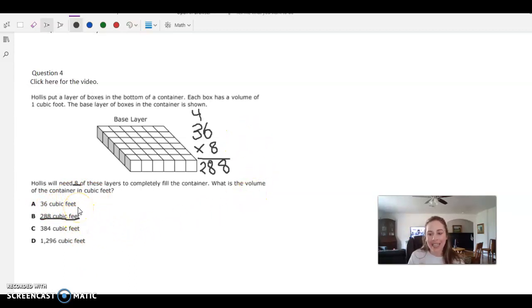The most picked incorrect answer was 36. So explain to me why the correct answer is 288 and why a student might have picked 36.